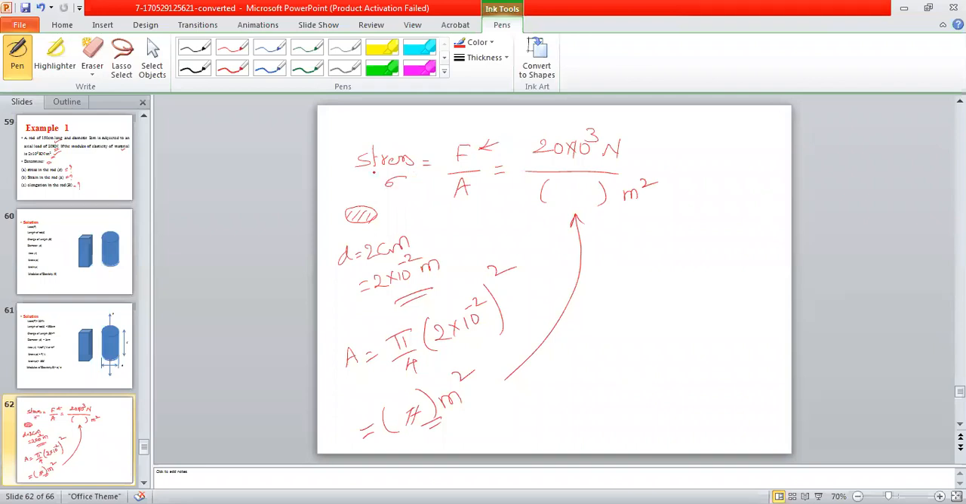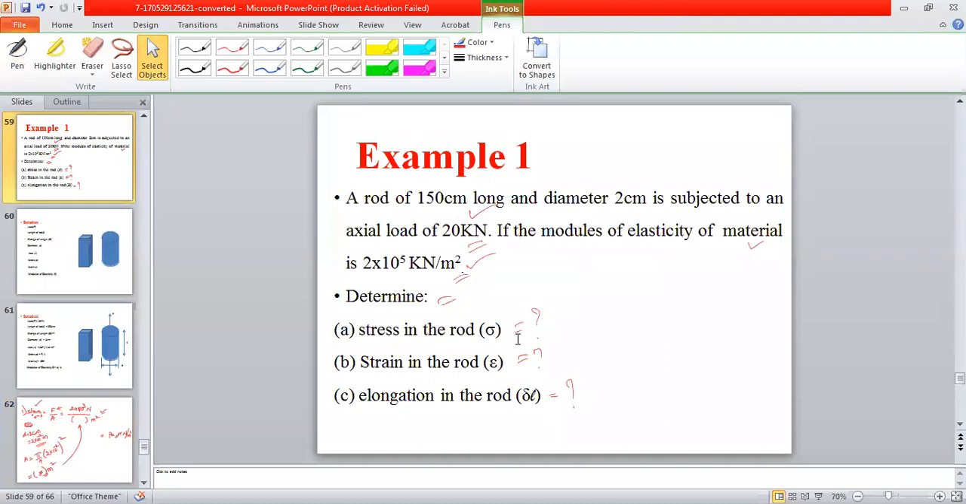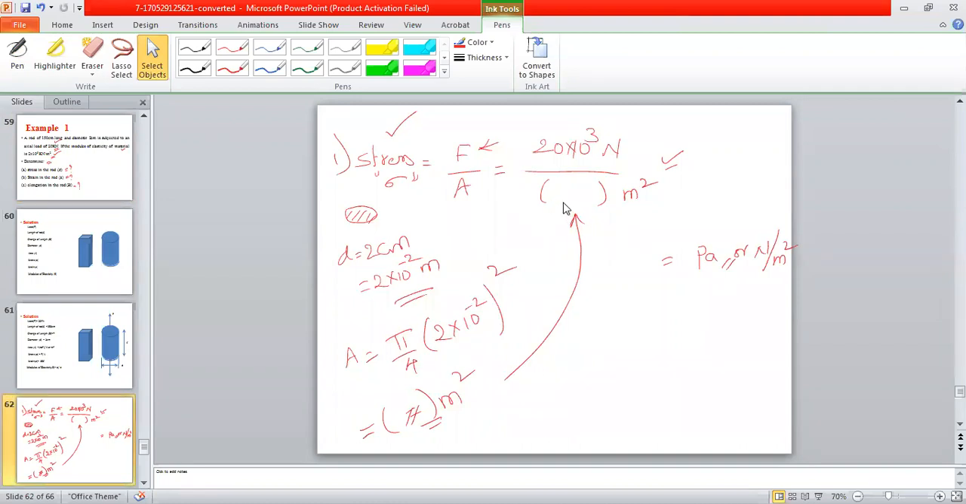I can find the stress by using this formula, that is nothing but force by area. We will get the stress in terms of Pascal, which is also equal to Newton per meter square. So this is the first thing we need to find in our problem. What is the stress in the rod? We have calculated it by using this formula.